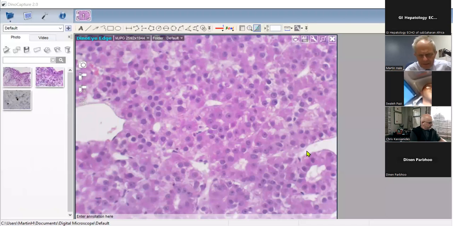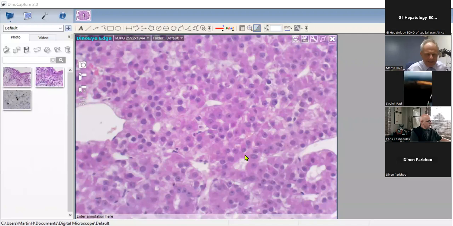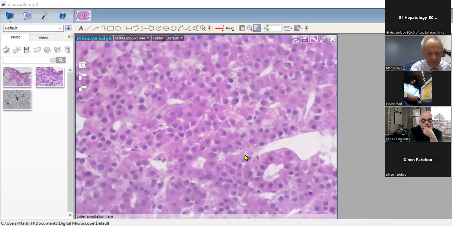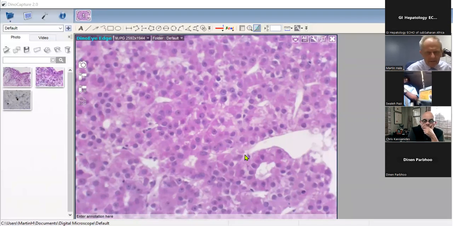And in some areas, there's also a pseudoglandular pattern, as you see there towards the bottom right-hand corner of the screen. Now, if the pseudoglandular pattern is prominent, then one can easily go down the mistaken road of calling it a metastatic adenocarcinoma. So one has to be very careful, in fact, that you're not missing a pseudoglandular hepatocellular carcinoma.